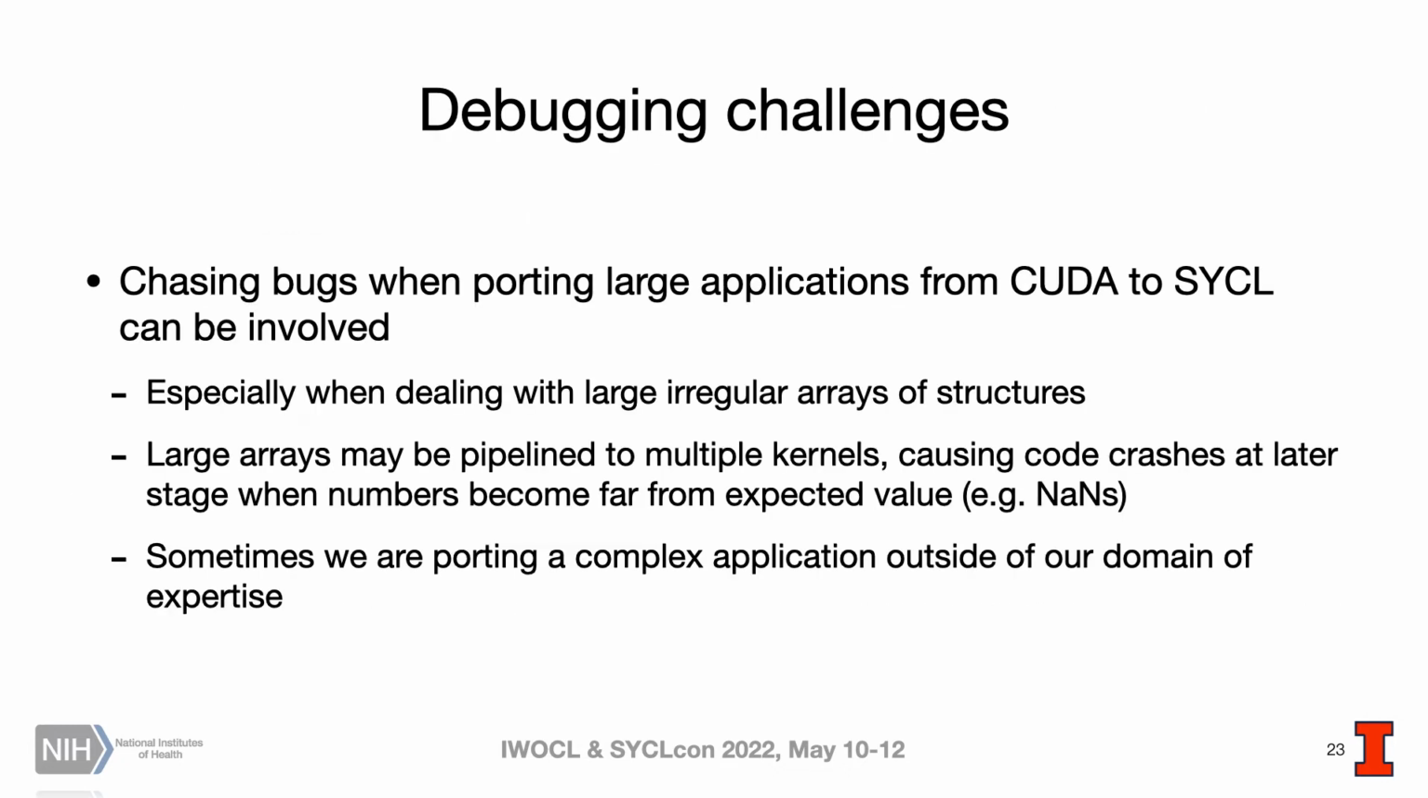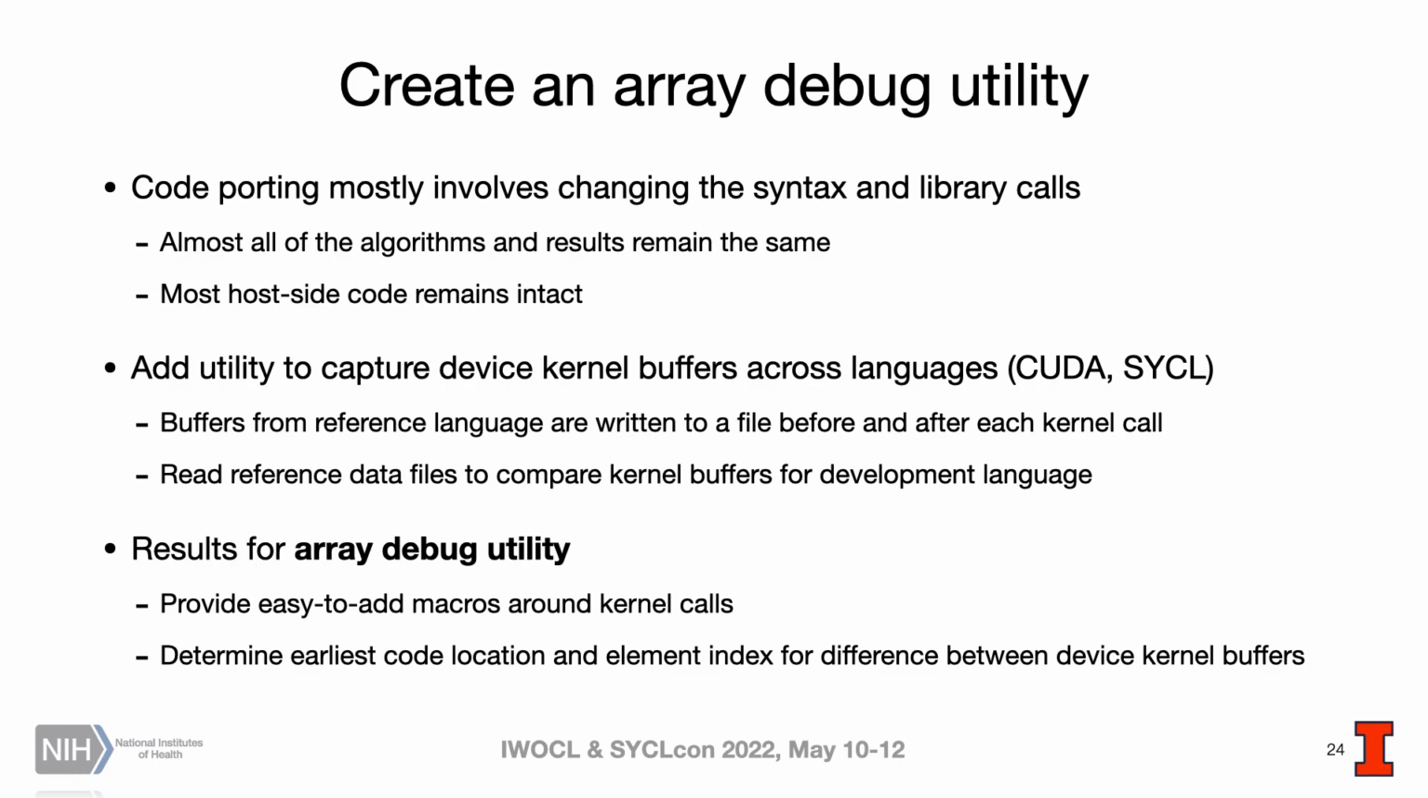Porting large applications from CUDA to SYCL can lead to a lot of debugging challenges, especially when dealing with large irregular arrays of structures. Large arrays may be pipelined through multiple kernels, which can cause code crashes at later stages when numbers become far from their expected value, for example, when NaNs appear. Sometimes we are even faced with porting a complex application outside of our domain of expertise. To address these debugging challenges, we created an array debug utility.